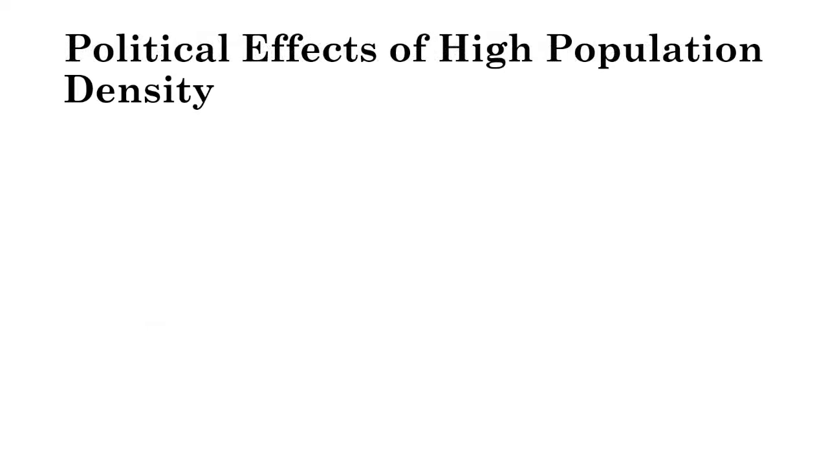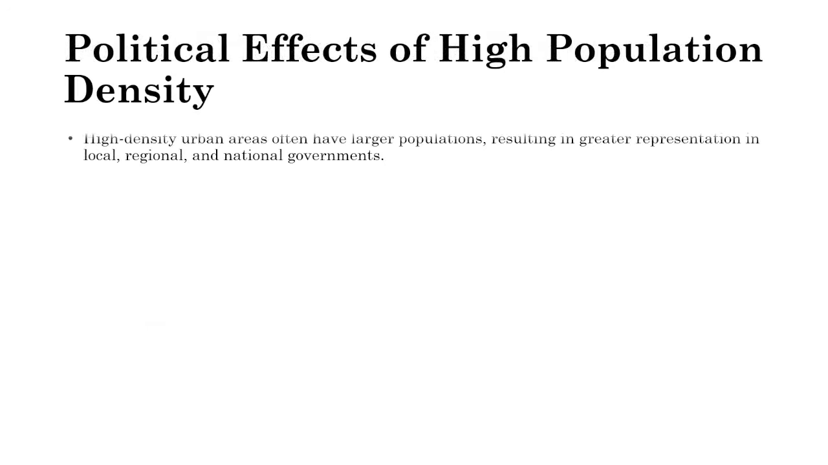Now, what about the political effects? How does this affect the governments and the politics? Well, high-density urban areas have larger populations, duh, and this results in greater representation in local, regional, and national governments and politics and political issues. So issues that are relevant in New York City and Los Angeles are going to make their way to Washington, D.C., more than issues that are relevant in Meridian, Mississippi, just because there is a lot more population density in Los Angeles and New York City, and that's just how it is.